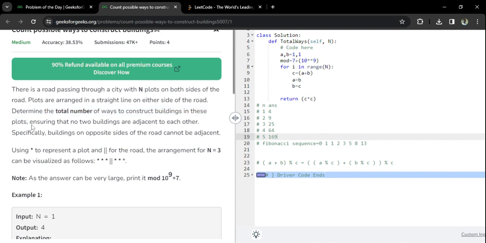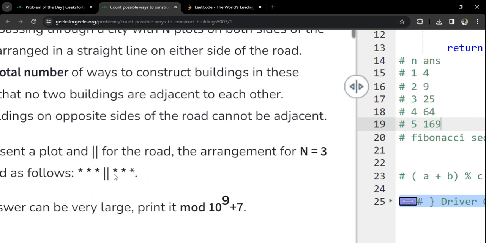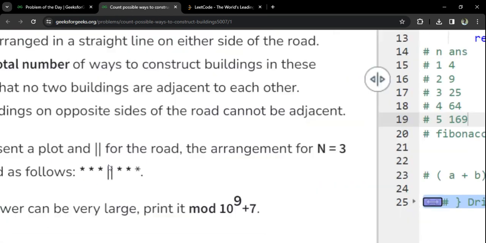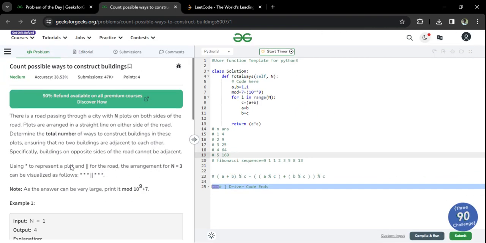We have to construct the buildings to ensure that no two buildings are adjacent to each other. We will see in example one what it means, but understand that on one particular side of the road, no two buildings can be adjacent to each other. Similarly, on the other side of the road, no two buildings can be adjacent. But remember, the first star left of the road and the first star right of the road will not be considered adjacent. That's what they're trying to say: buildings on the opposite sides of the road cannot be considered adjacent.